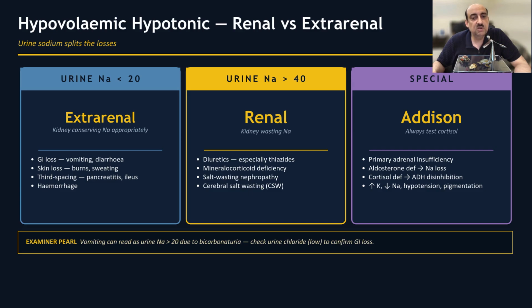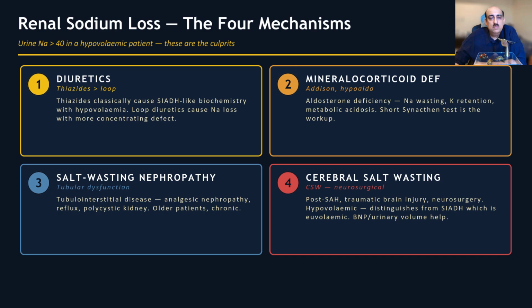In primary renal loss of salt, the urinary chloride will be high. For example, active diuretics or tubulopathies. In that situation, chloride will be above 20 millimoles per liter. In a hypovolemic patient with a high urinary sodium, there are four main mechanisms to drive the renal sodium loss.